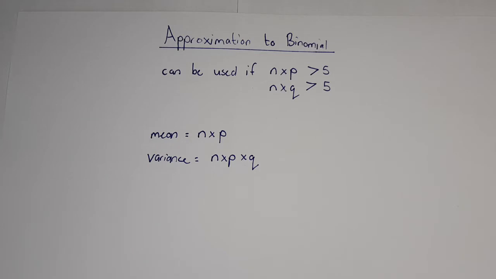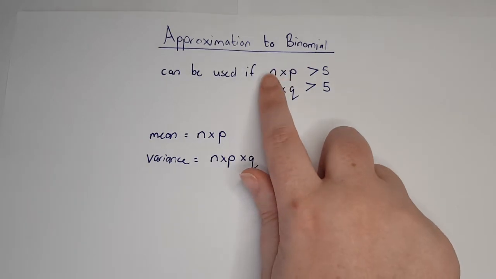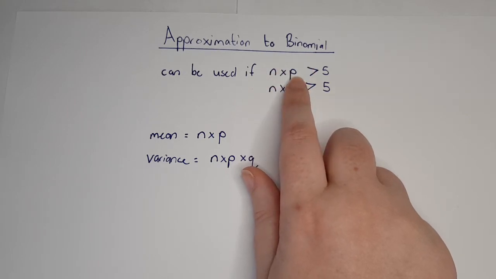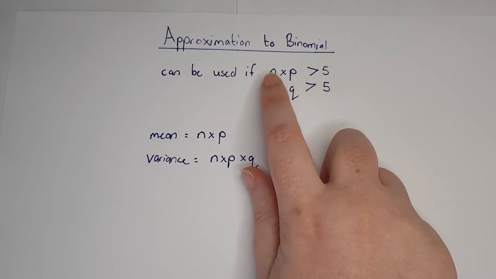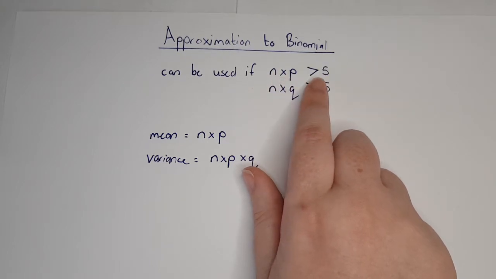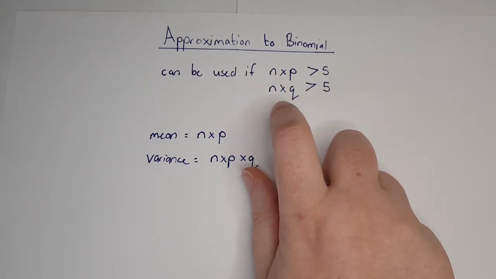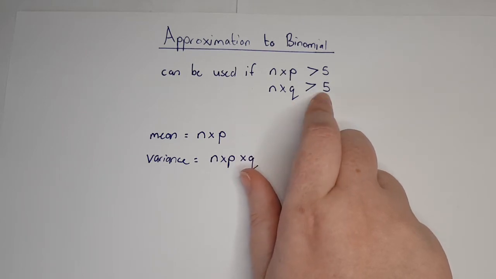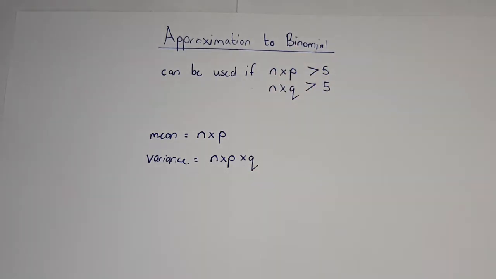An approximation can only be used if you have your binomial n, which is your total number of samples, times p, remember that's the probability of success, greater than 5, and also when n times q, and remember q is our probability of failure, is also greater than 5. If those are both greater than 5, then we can use our approximation.